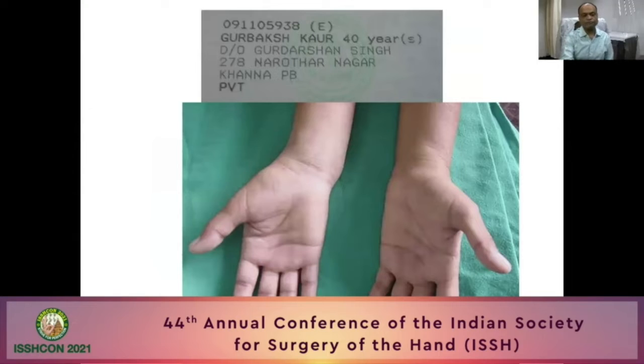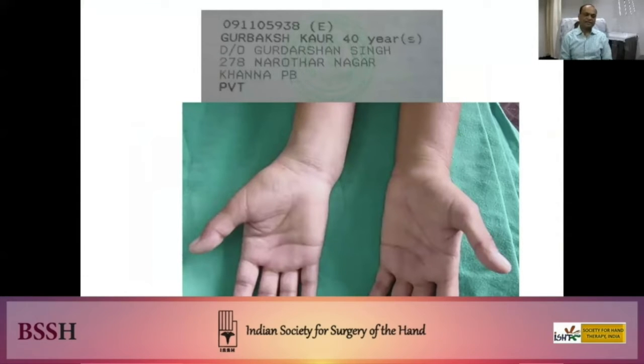Another thing you must look for in all distal radius fractures is the median nerve function. This lady had a fracture of the distal radius around 2 months back and was treated non-operatively, but her median nerve injury was missed, and she came to us after 2 months of non-operative treatment.